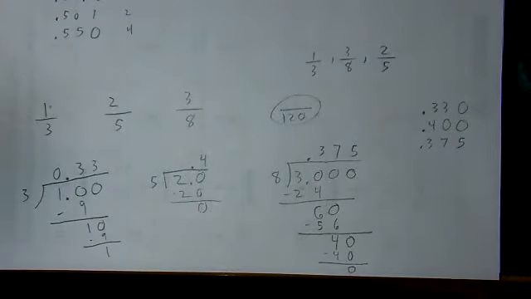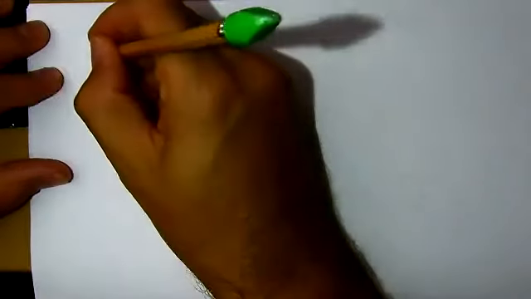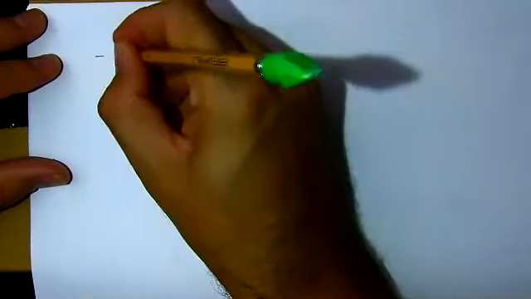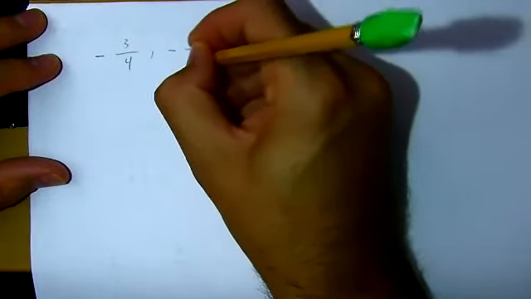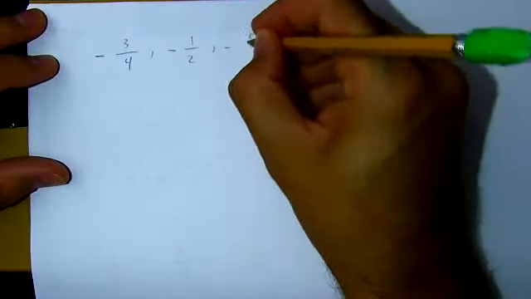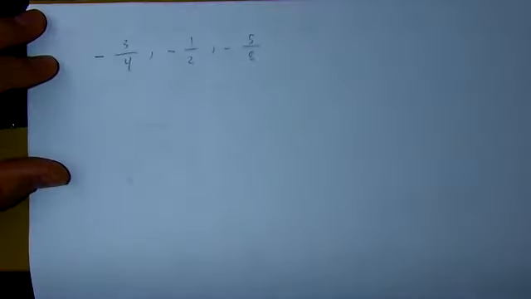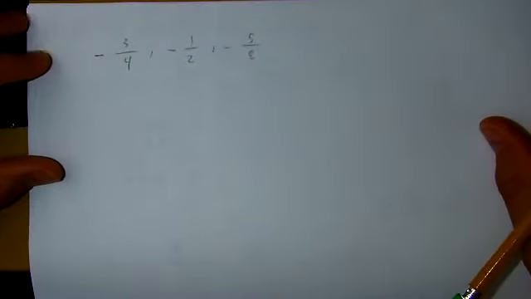Now, hopefully you won't have to, but sometimes you might have to deal with negative numbers. So we're going to go over that. It's basically the same thing except backwards. So if you had negative 3/4, negative 1/2, and negative 5/8. So I would ignore the negatives until the end of the problem, but don't forget that they're there.